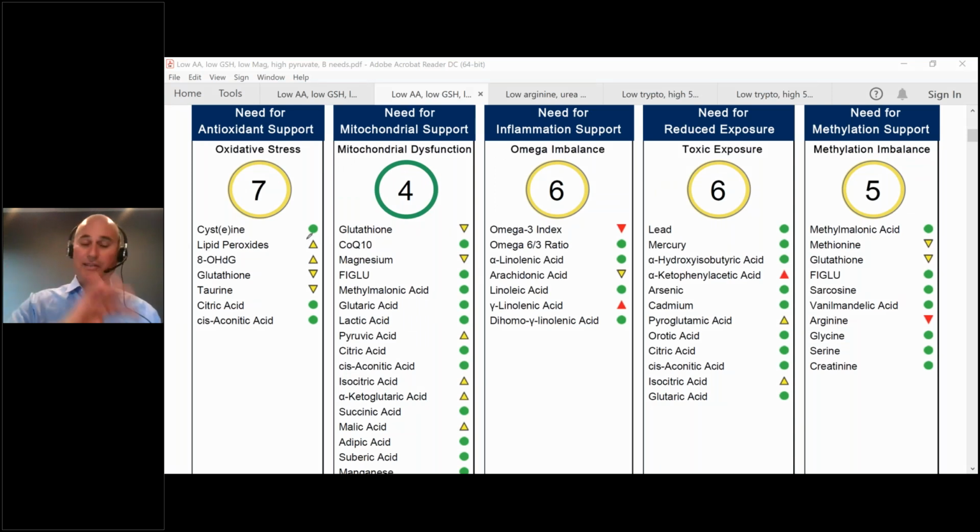This goes right back to the very first part of the conversation. When we get an infection, we have a lot of oxidative stress and inflammation. Those two go together. As a result, lipids can get oxidized. That's what the high lipid peroxides is showing. 8-OHDG can go up. That shows a lack of antioxidant protection. And glutathione, the master antioxidant, can go down. Taurine can drop too. It's part of that whole picture.